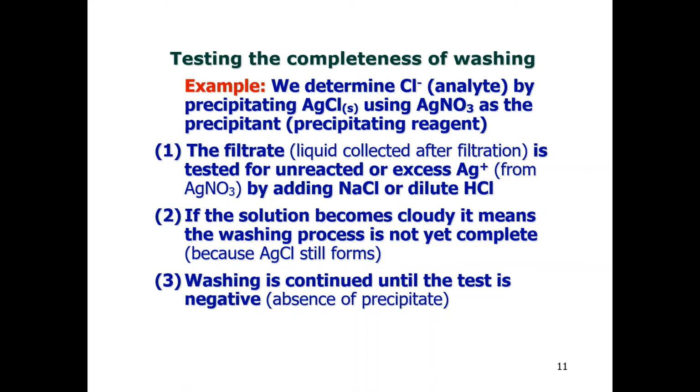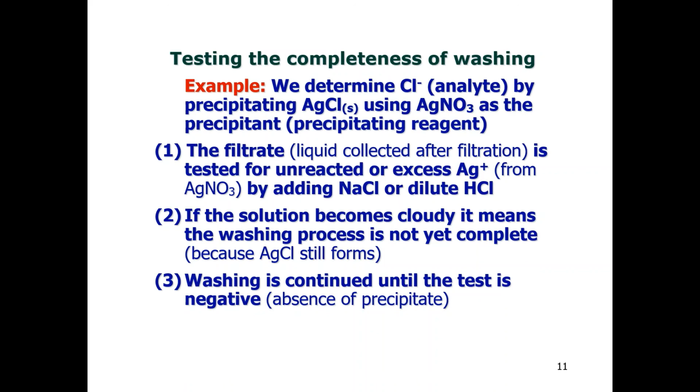Okay, so you do the washing. While doing the washing and the filtrate is coming out, put into a test tube some chloride from NaCl or HCl. Then add some of the filtrate into that test tube containing chloride. If there is still remaining Ag+ being washed out, it will immediately form AgCl and become cloudy. But if the washing step is completed, meaning no more Ag+, the solution will remain clear.